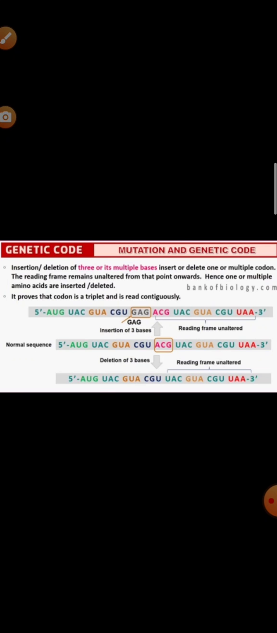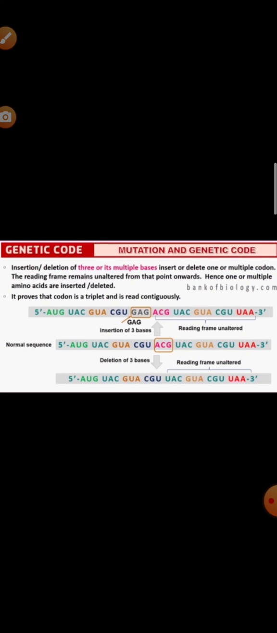Second is the frame shift mutation. It is the change in the reading frame because of insertion or deletion of base pairs. Insertion means the addition of one or more nucleotides in the DNA segment. Insertion of 3 or its multiple bases does not change the reading frame but will add a new amino acid. Deletion means the removal of one or more nucleotides from the DNA segment, and deletion of 3 or its multiple bases does not change the reading frame but will remove one or more amino acids.